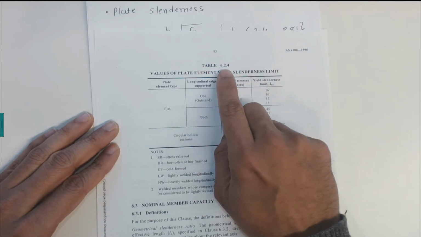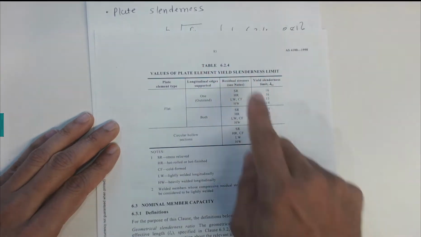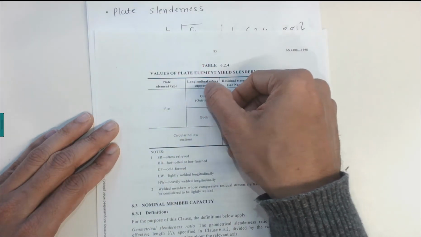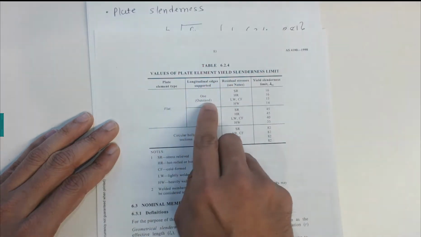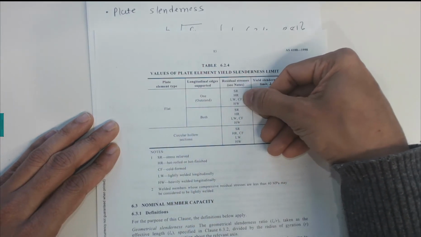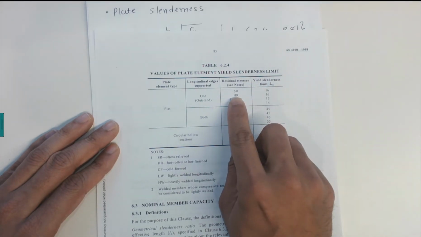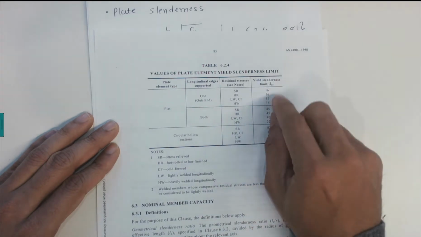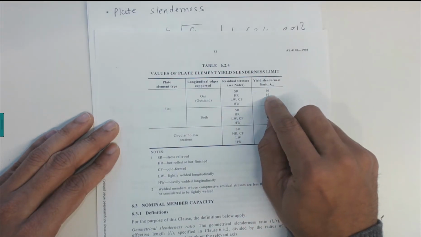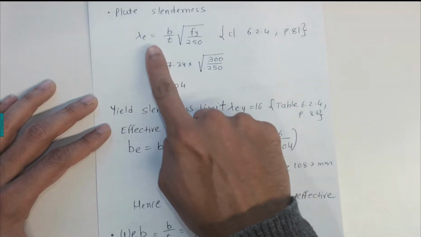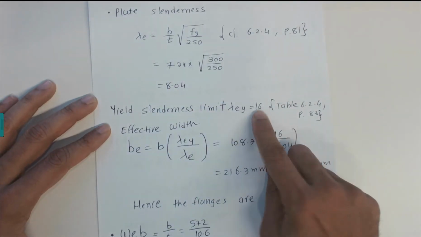Table 6.2.4 of AS 4100 is on page number 83. For a flat plate with one longitudinal edge supported, an outstand, that is the typical case for the flange, and for the flange various residual stresses are given. Now all the OneSteel tables are hot-rolled sections, which is HR, written here, and for that we have a yield slenderness limit, lambda ey, which is 16.